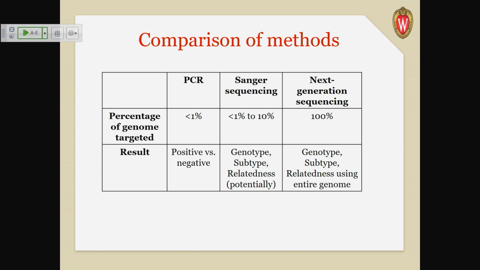The really nice thing about next-gen sequencing is you can look at the entire genome. So you're looking at relatedness using the entire genome. And for us in public health, that is the magic of this technology. Of any pathogen there is, you sequence the whole genome and you say, is specimen 1 related to specimen 2? If it is, much more likely that it's part of an outbreak.